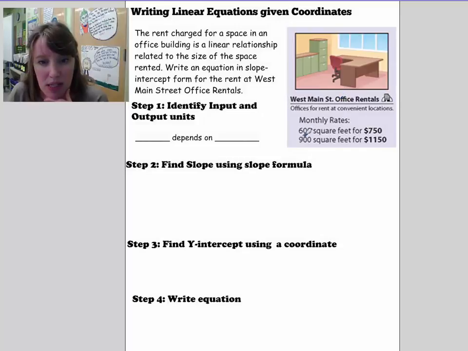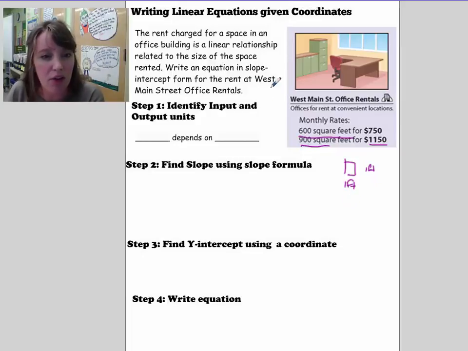Okay, so here they say 600 square feet, right? That would be 600 squares that are a foot by a foot. Or if you look at the tiles inside of a school building, that would be 600 of the tiles inside of a school building because they're all a square foot. Okay, 600 square feet for $750 a month, or 900 square feet for $1,150.